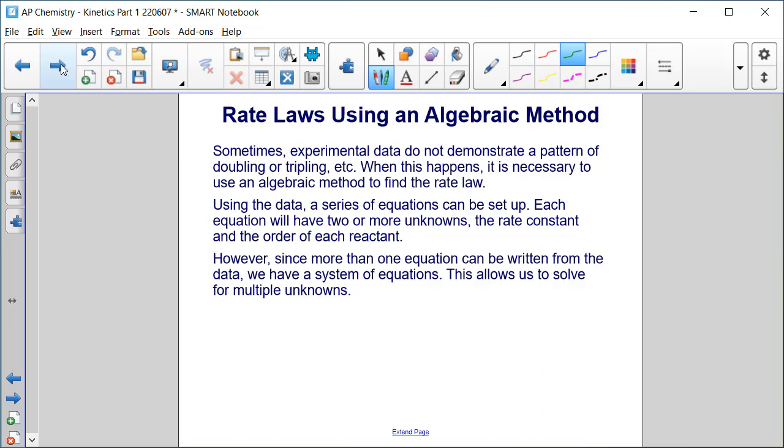Using the data, a series of equations can be set up. Each equation will have two or more unknowns, the rate constant, and the order of each reactant. However, since more than one equation can be written from the data, we have a system of equations which allows us to solve for multiple unknowns.